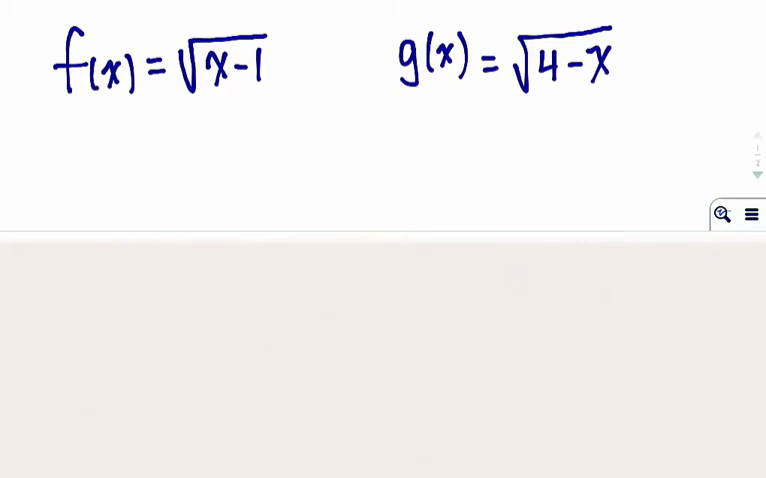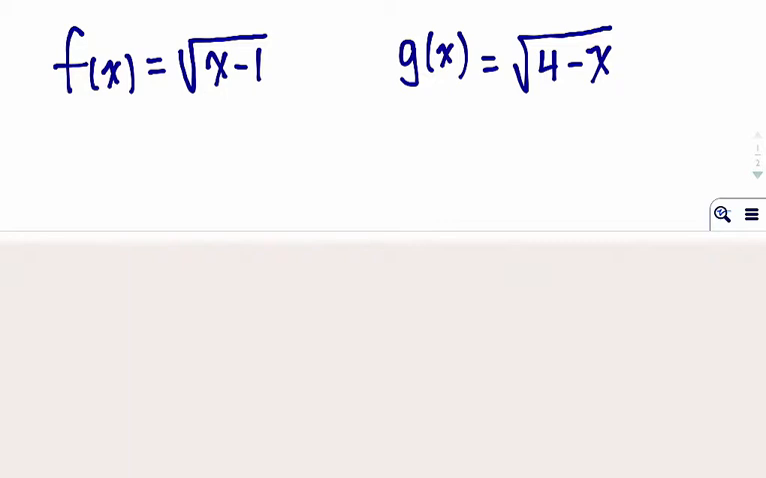Hopefully week 3 of college algebra is going well. One important skill to master this week is finding domains of functions. The domain of a function is the set of the x values for which the function is defined.